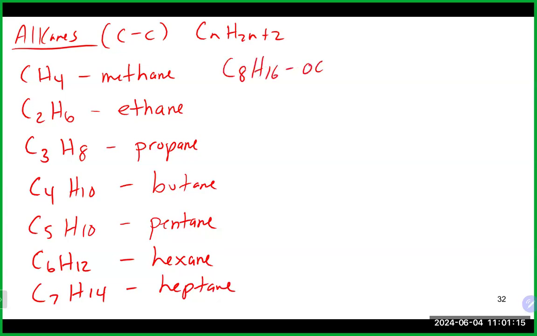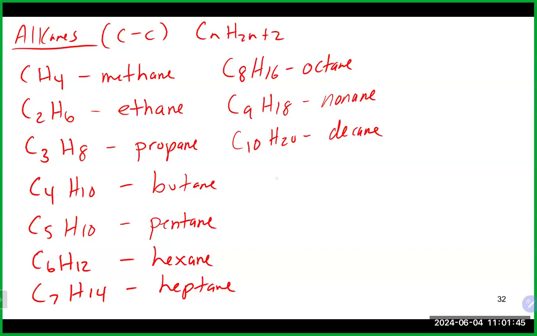C8H18 is octane. C9H20 is nonane. And C10H22 is decane. These first 10 alkanes, as I mentioned before, the name and the formula are really important because, again, everything does sort of fall back to those. You just sort of change the naming.